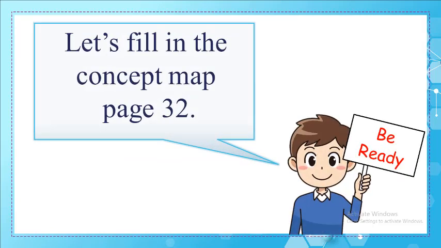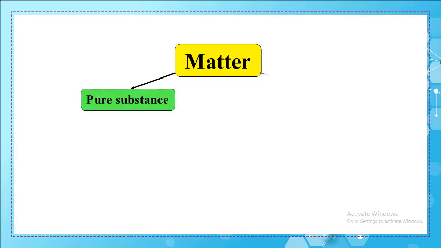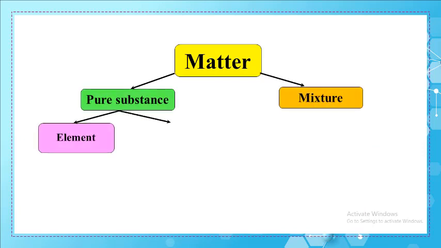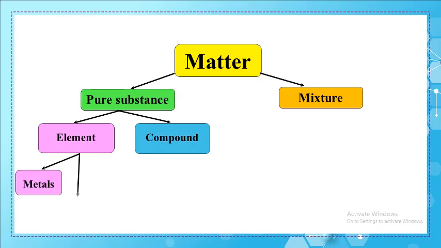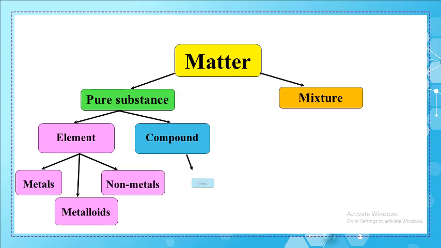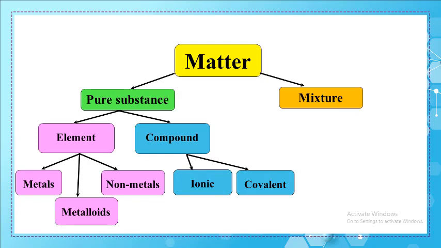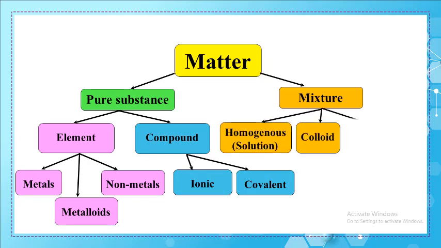Let's fill now the concept map, page 32. Matter could be classified either into pure substances or mixtures. The pure substance could be either an element or a compound. The element could be either a metal, metalloid, or non-metal. However, the compounds could be classified into ionic compounds or covalent compounds. However, mixtures could be classified either into homogeneous, colloids, or heterogeneous mixtures.